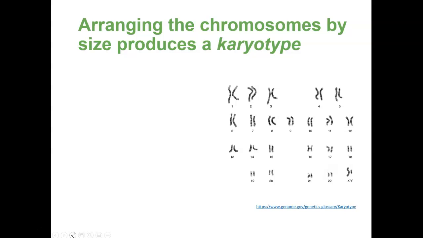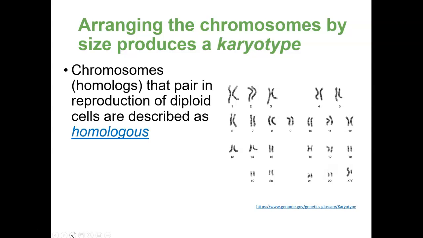Now the chromosomes can be arranged by size, and this produces a picture, which is called a karyotype, a picture of the chromosomes. Chromosomes or homologs that pair in the reproduction of diploid cells are called homologous chromosomes. So here, for example, chromosome 1, one copy of it, chromosome 2, here's another, the second copy of it. When those two pair up, they are called homologous. So one came from mom and one came from dad, and they're present in every cell of your body.